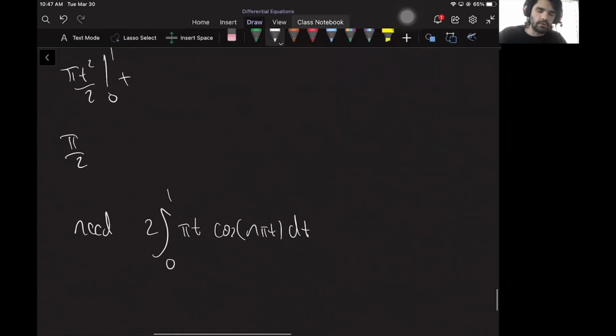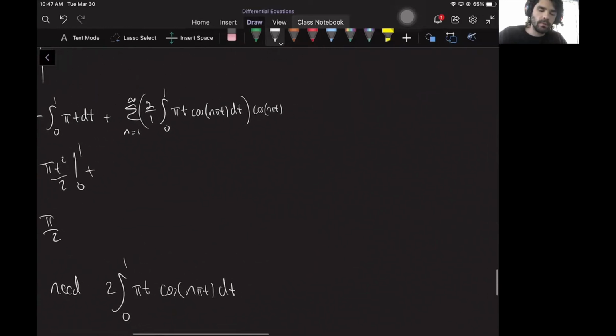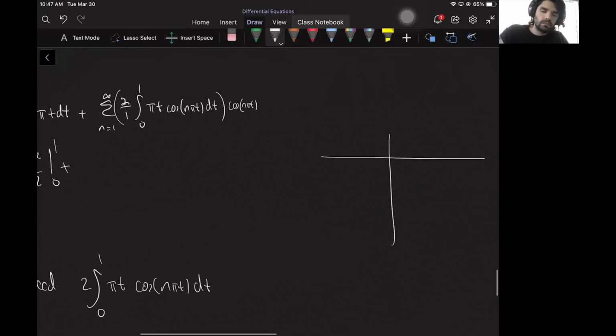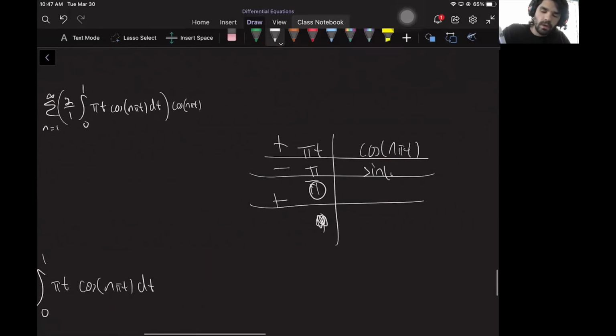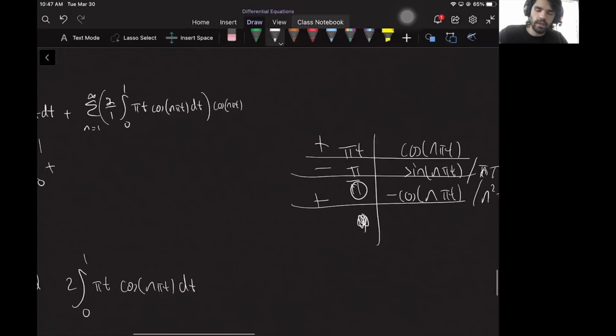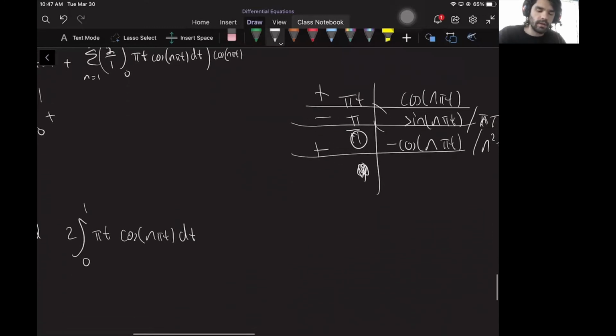And again, we're just going to use partial fractions. So that's these coefficients up there. Pi t cosine of n pi t. Integral of cosine is sine, n pi t, then you've got to divide by n pi. Integral of sine is negative cosine, n pi t, got to divide by two of these now. And then the integral is this times this plus that times that.